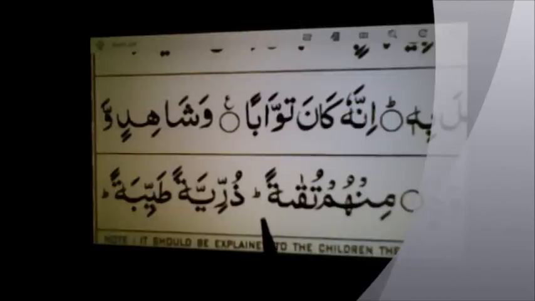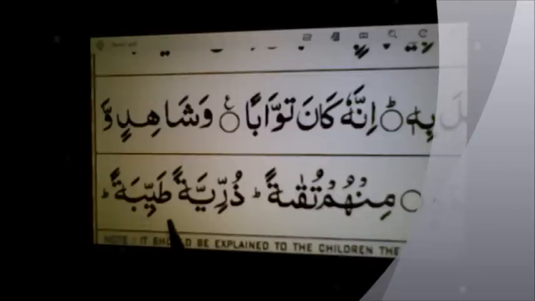Another thing you need to keep in mind: whenever you get a round ta like this, known as ta marbuta, you would turn that into a ha when you stop at it. So the word is actually tuqatan, but because there's a stop sign there, you would say tuqah. And here also, tayyibah, tayyibah.